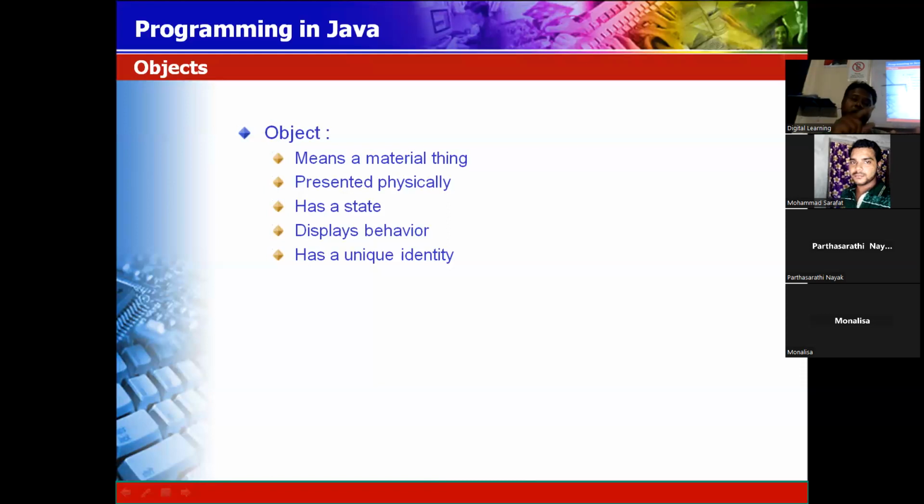When two friends buy a mobile phone of the same company, everything is the same. The color is the same, the company is the same, but its serial number or IMEI number is different. So every object is uniquely identified. Its state will also be there, it is physically present, and it is uniquely identified. So that is the object.